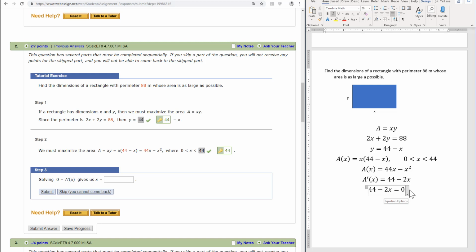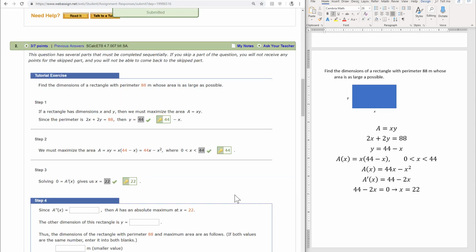We bring the 44 over to the other side. We're going to get negative 44, divide out by negative 2. It's going to be positive 22. So x is going to equal 22. 22 is in fact between 0 and 44, which is good, so that we can find the absolute max and min.